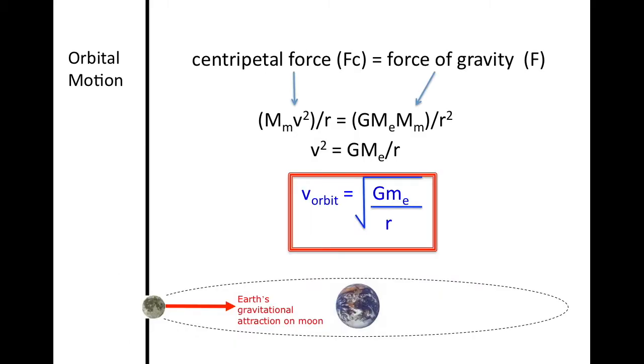Orbital motion is what we're discussing, and we know that with orbital motion, it is true that the centripetal force is equal to the force of the gravity. So we know that the centripetal force is equal to mv squared divided by r, and that the force of the gravity is equal to g times m, and these are the two masses of the objects, divided by r squared. When we solve for v, we get v sub orbit equaling the square root of g, the gravitational constant, times m sub e, which is the mass of the Earth, divided by r.